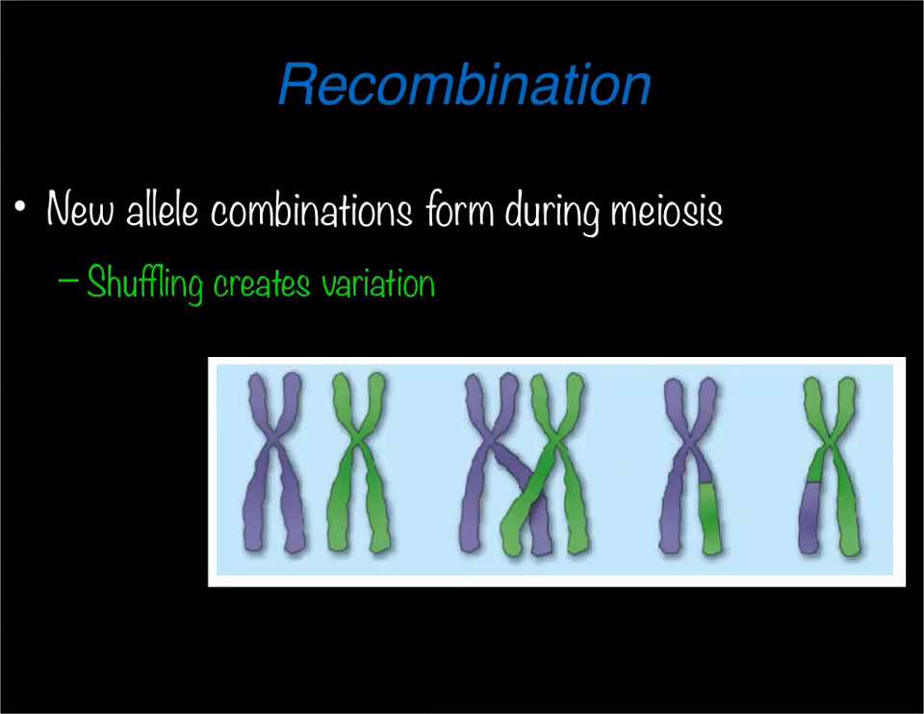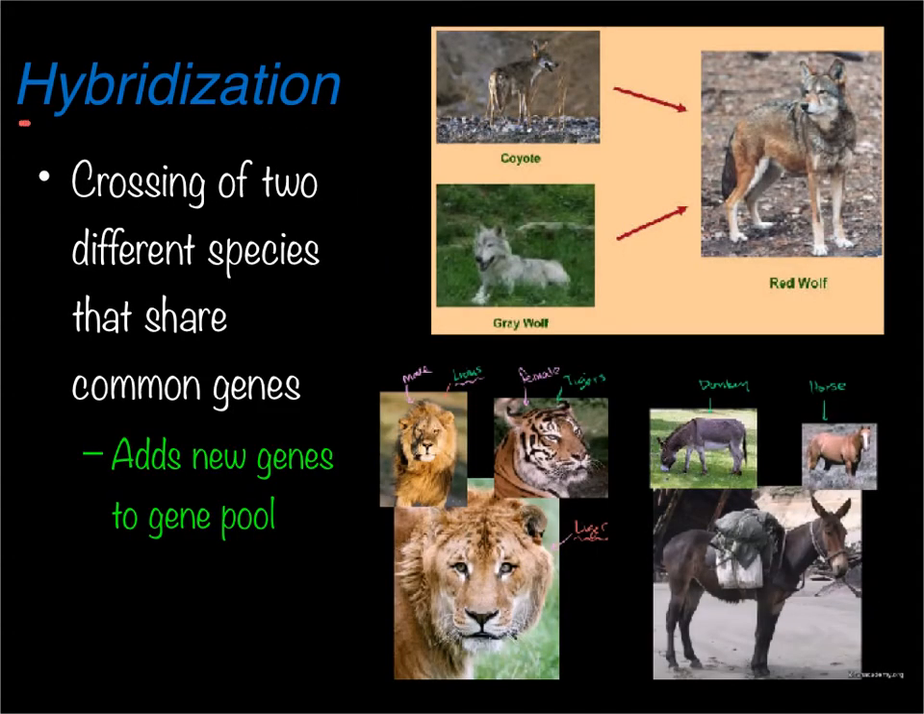Second source, recombination. New allele combinations are formed during meiosis. This is demonstrating crossing over, where the homologous chromosomes cross over and then reattach, and we get a recombination here. But also how they line up during metaphase of meiosis produces many, many different combinations of alleles. Lastly, hybridization, the crossing of two different species that share common genes.